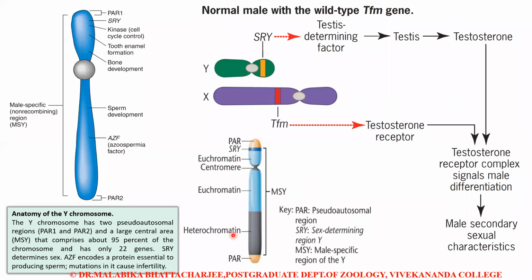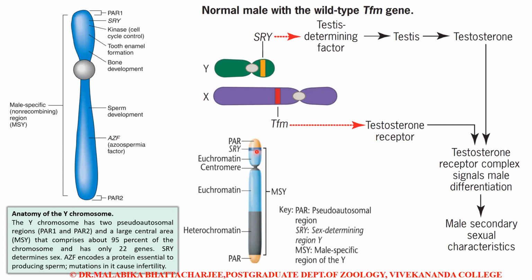The remainder of the chromosome, about 95% of it, does not synapse or recombine with the X chromosome. Since this portion does not synapse or recombine with the X chromosome, it has been named the non-recombining region of Y. It was initially coined as NRY, but currently it is known as the male specific region of the Y, or the MSY.